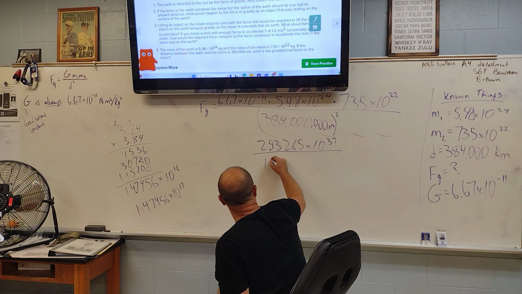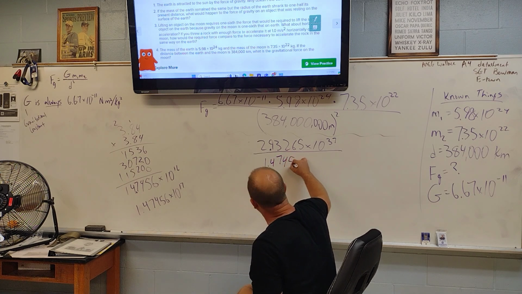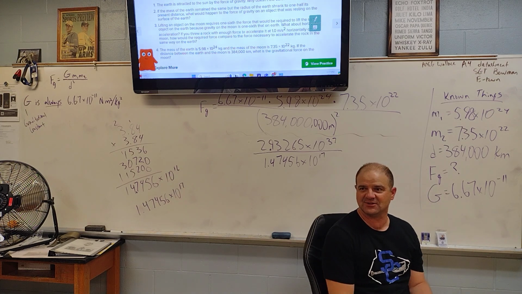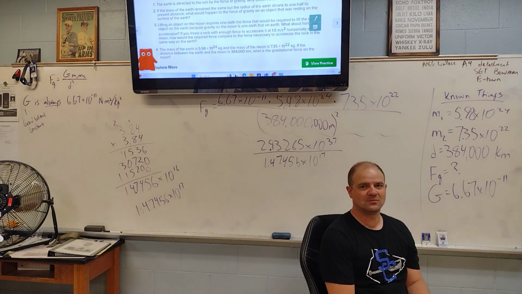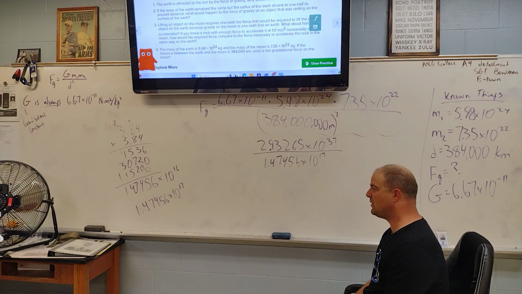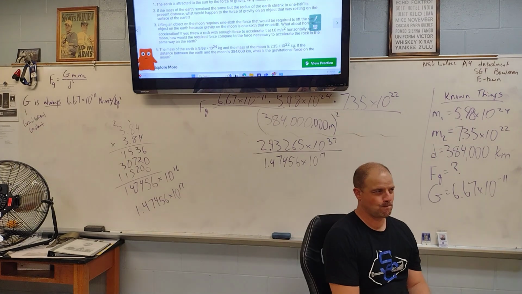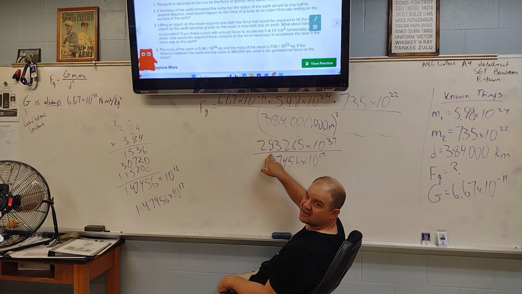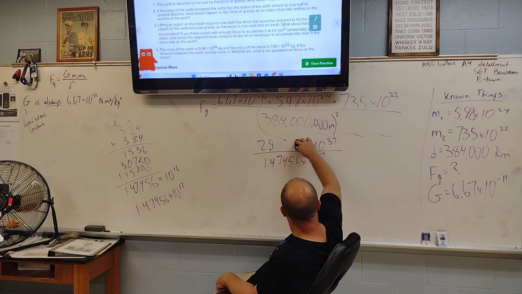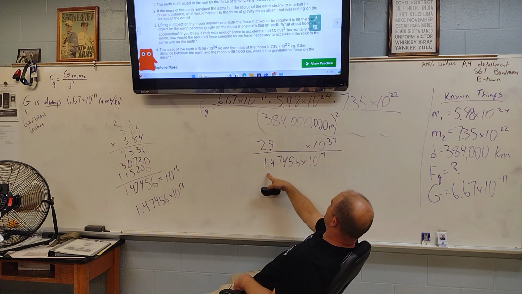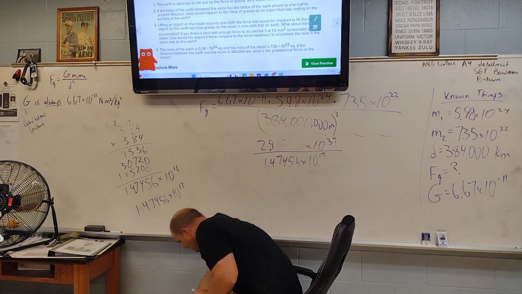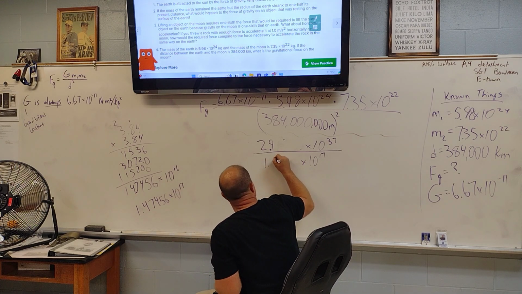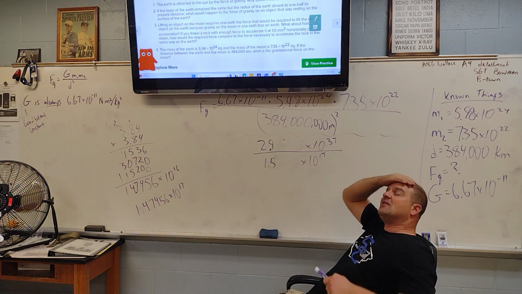So we put in 1.47456 times 10 to the 7. Oh my heavens, that's going to be a bear to divide, isn't it? What do you think we could do? Could we round them, please? So can we just make this 2.9? Of course. And could we make this 1.5? Sure. That makes me feel a little better.